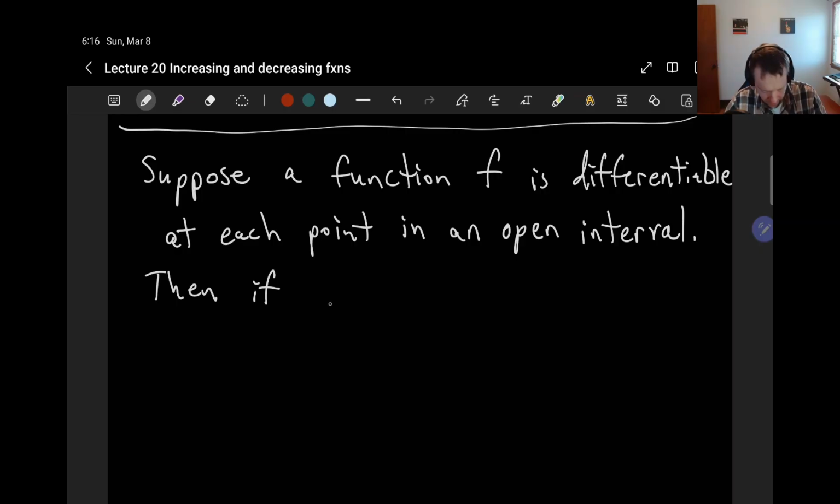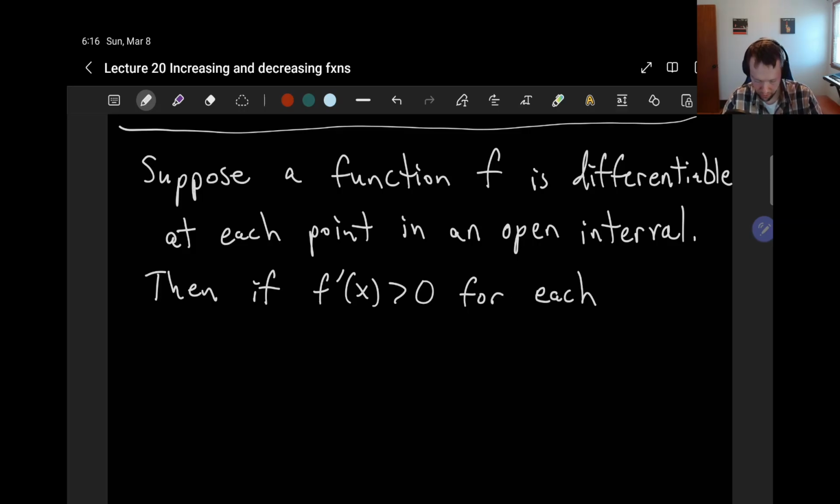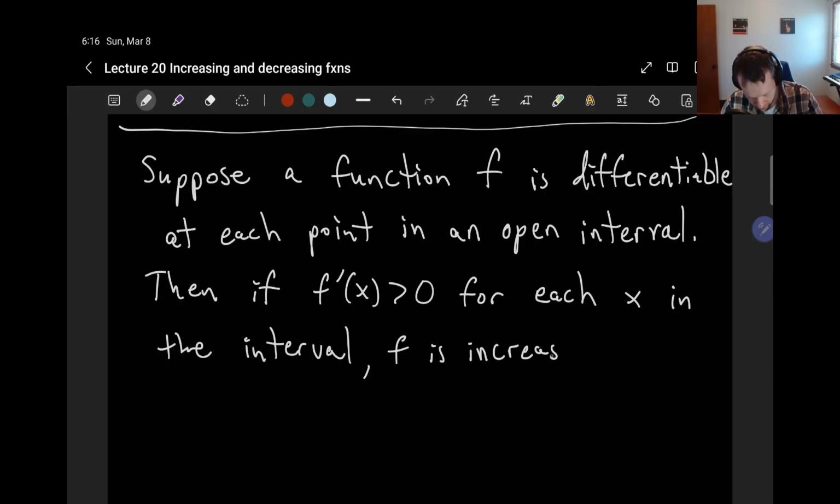So then it turns out if the derivative is positive, so f prime of x is greater than 0 for each x in the interval, then we say f is increasing on that interval. So if the derivative is positive, you're increasing.